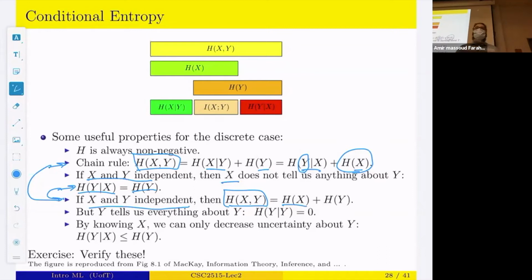So this is like, I give you two coins that are independent, so there's no physical connection between them. I ask you what would be the entropy of flipping both of them at the same time. That entropy would be the same as the entropy of flipping one of them plus the entropy of the other. But if they were somehow connected to each other, so there's a dependency, then that would not be the case in general. Okay.